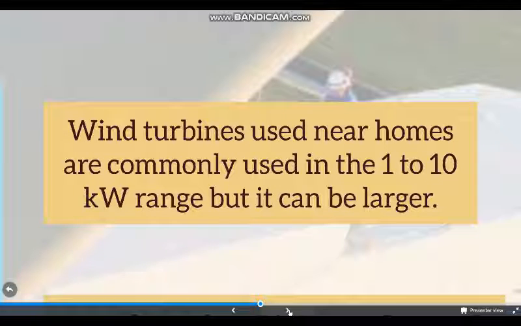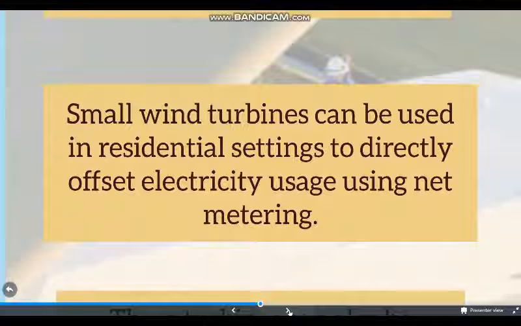Wind turbines used near homes are commonly in the 1 to 10 kilowatt range but can be larger. They can be used to partially offset load or support a completely off-grid home. Small wind turbines can be used in residential settings to directly offset electricity usage using net metering, where power that is not used by the home is credited to the customer as it flows back onto the electricity system.